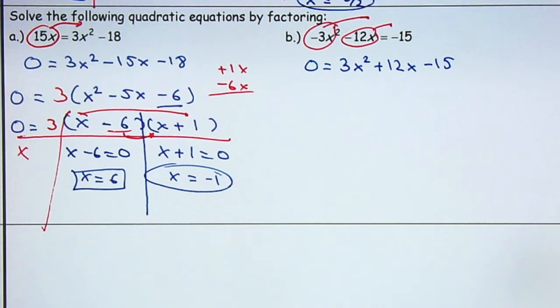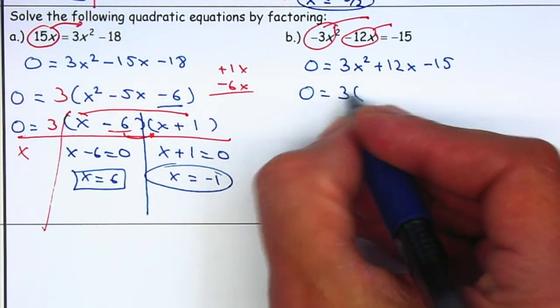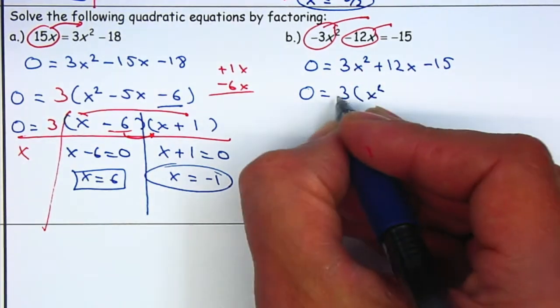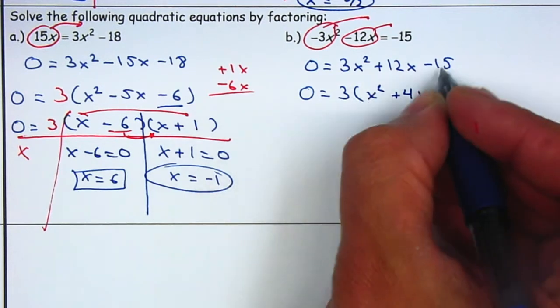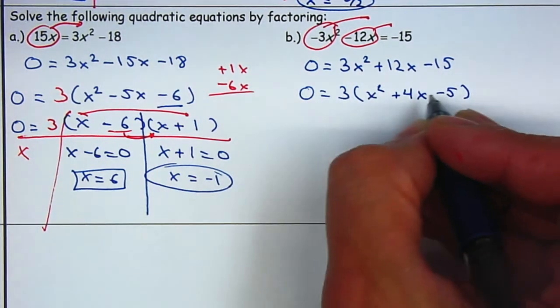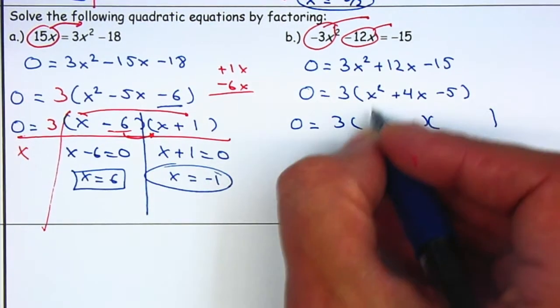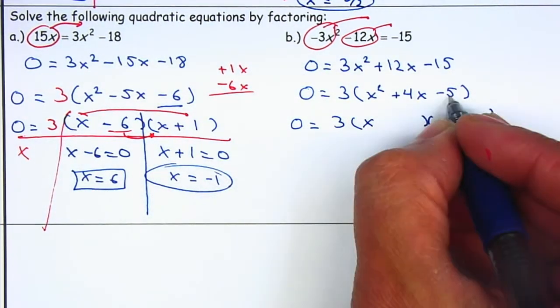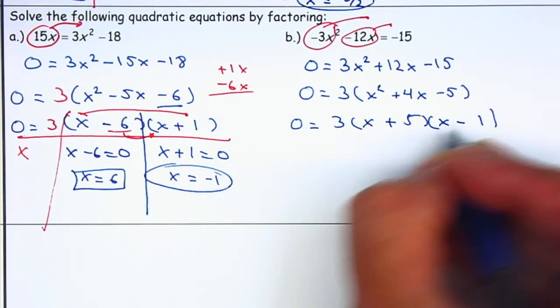I'm going to divide by 3 to take out the common factor. 3 times what is 3x squared? That'll be x squared. 3 times what will give me 12x? That'll be positive 4x. And 3 times what will give me negative 15? That'll be negative 5. Let me factor this out. I still have my 3 outside. We have x and x. Factors of negative 5 will be 5 and 1. I'm going to make this a positive 5 and negative 1.